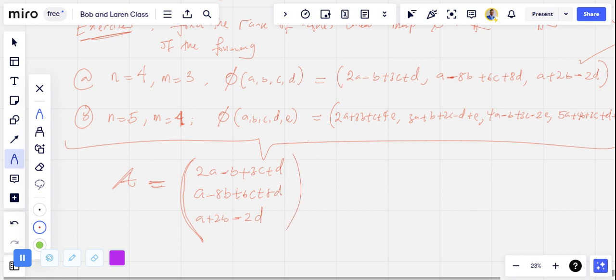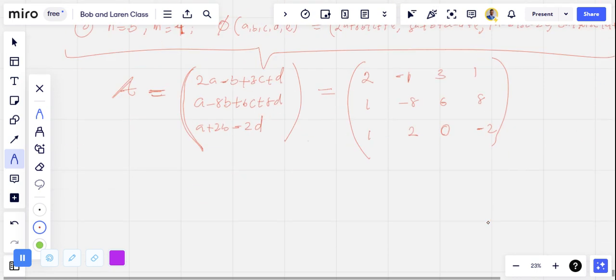Okay? So now I don't need this. What I need is just the digit, the coefficient. And that is 2. Coefficient of B is minus 1. C is 3. D is what? 1. So I have 1, minus 8, 6, 8. 1, 2. I think C is missing here. That will be 0. And my D is minus 2.